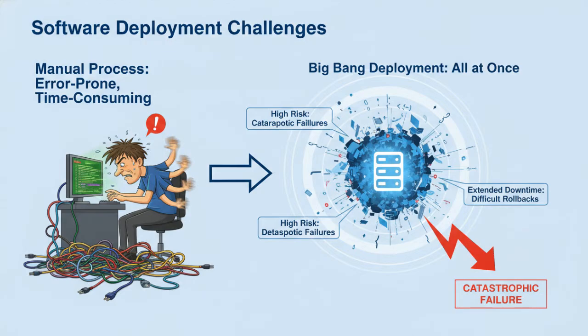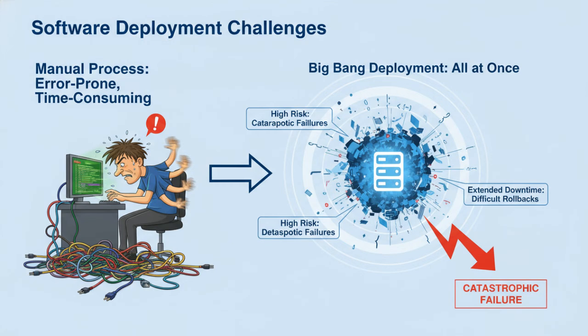In the early days of software development, deployments were largely manual affairs, relying heavily on human intervention. This involved painstakingly copying files, configuring servers, and restarting services, all of which were incredibly time-consuming and prone to human error. Even a single missed step could lead to significant outages.